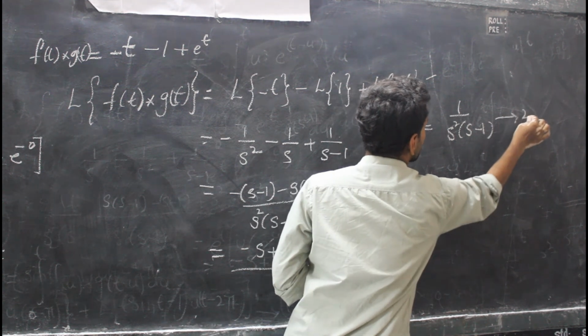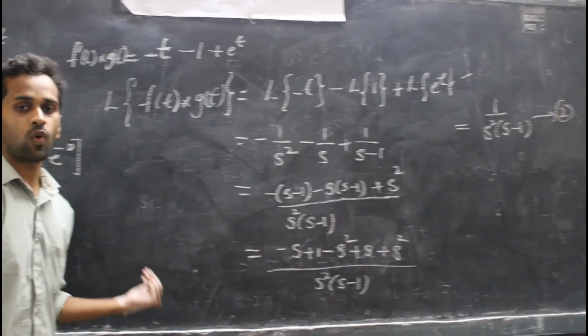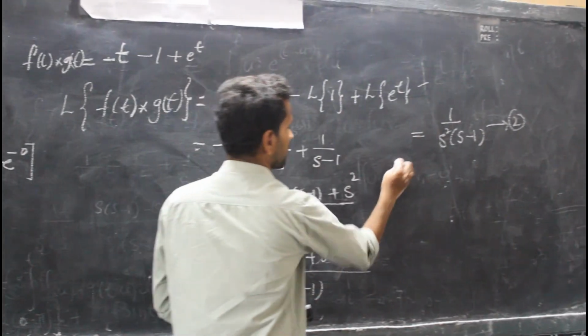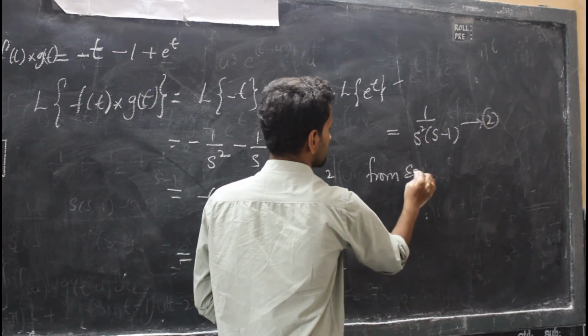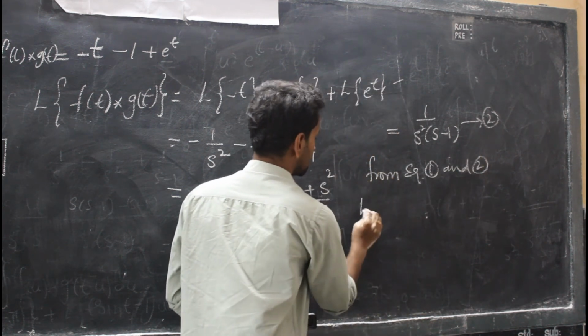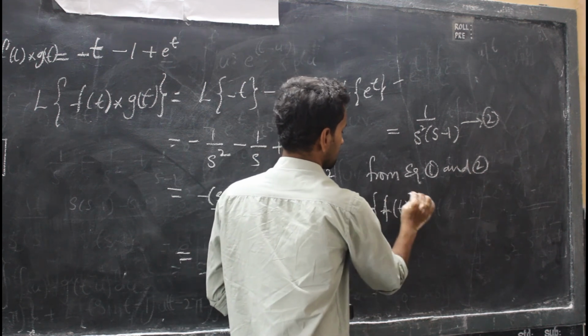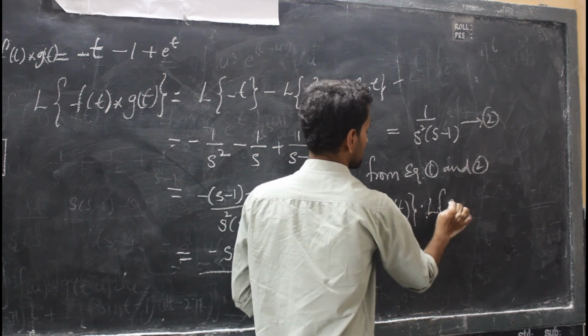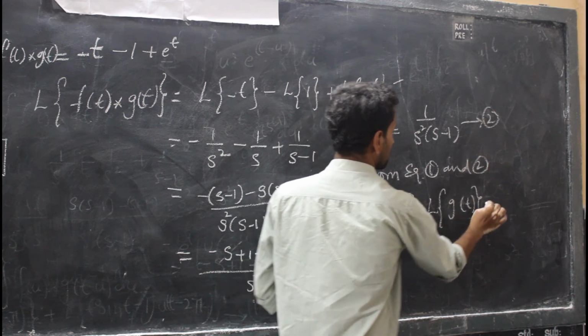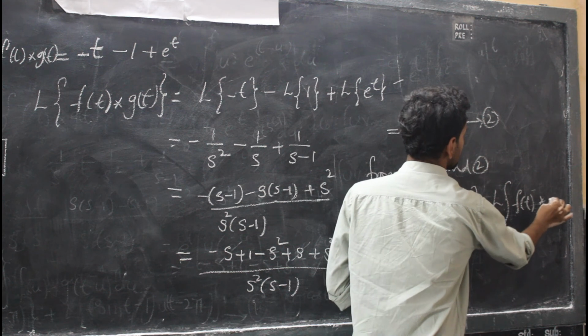I will keep it as equation number 2. So now from equation 1 and 2, what are we getting here? From equation 1 and 2, my convolution theorem is satisfied. That is, Laplace transform of f of t into Laplace transform of g of t is equal to the Laplace transform of the convolution of f of t and g of t.